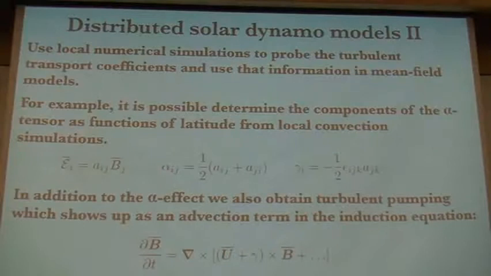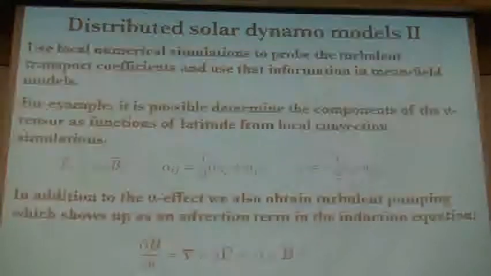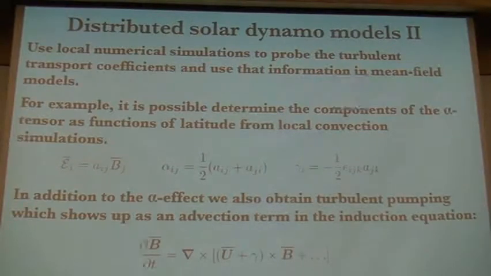This part here brings in an interesting effect, which is called turbulent pumping, and if you put it into the induction equation, it turns up as an extra advection term for the mean magnetic field. But you should not consider this to be a modification of the large-scale flow. It's just the advection of these large-scale fields by means other than the actual mean flow. So this is a property of the turbulence itself.